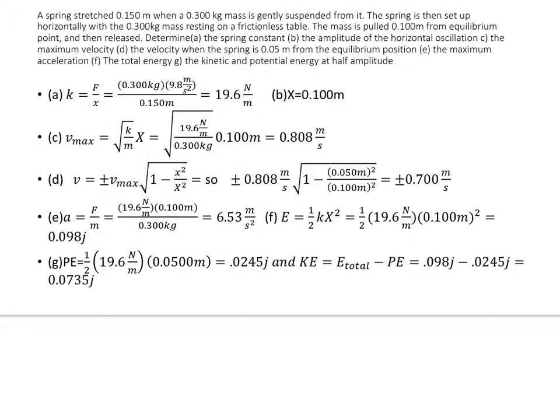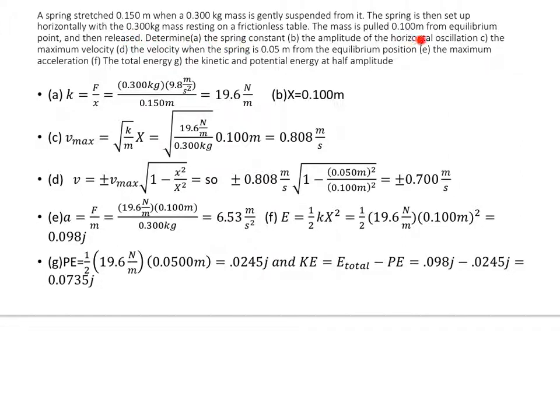All right, we've got a 6-part problem here that's going to demonstrate just about all of these concepts that we just spoke about. We've got a spring, and it's stretched 0.150 meters, 1.3 kilogram mass is gently suspended from it. Then the spring is set up horizontally, just like in our diagram before, with a 0.3 kilogram mass resting on a frictionless table.